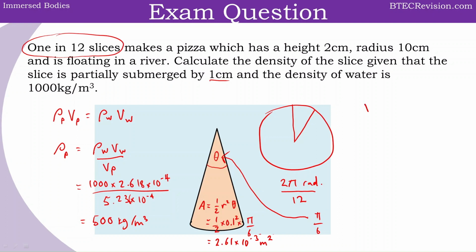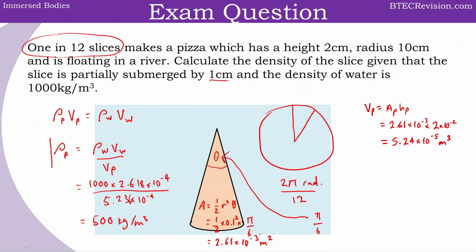Now we can work out the volume of pizza, which is equal to the area of the pizza times the height of the pizza. We worked out the area already, which is 2.61 times 10 to the power of minus 3. And the height is 2 centimeters, so that's 2 times 10 to the power of minus 2. Calculating that would give us a value of 5.24 times 10 to the power of minus 5 meters cubed.